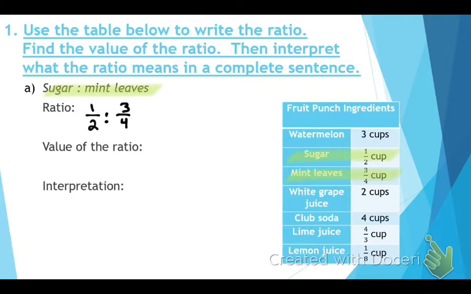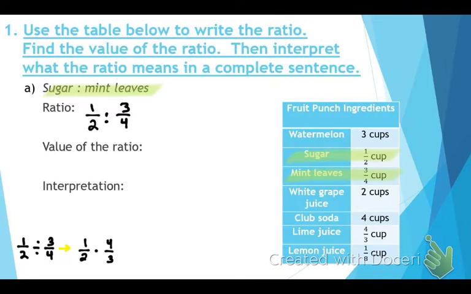If you remember, in order to find the value of the ratio, what do I need to do? Add, subtract, multiply, or divide? Hopefully you said divide, because divide is the key thing that you have to do for nearly every ratio. You take the first thing, 1/2, and divide it by the second thing, which is 3/4. Are we allowed to divide fractions? No. So what do we have to do instead? KFC. Keep the first one, flip the second one, and change the operation.